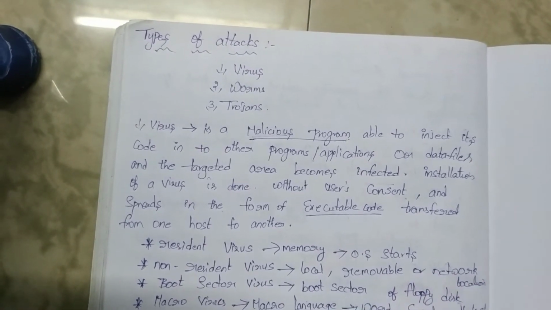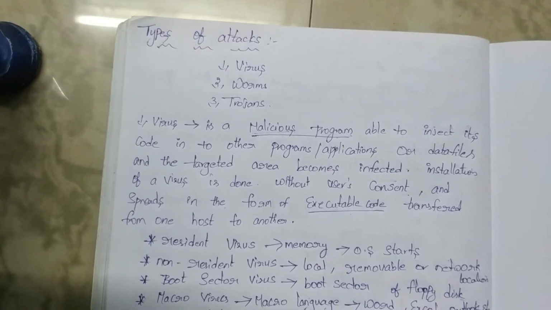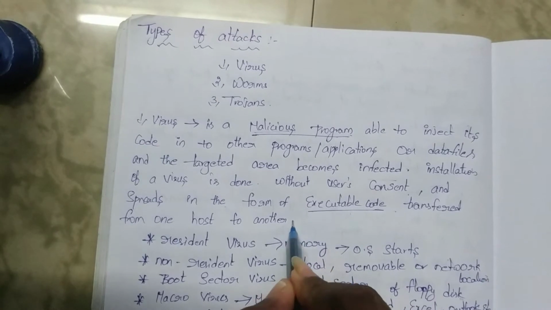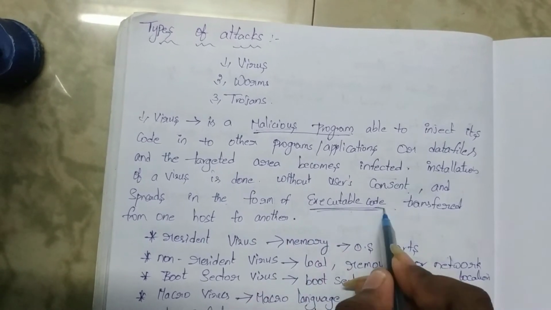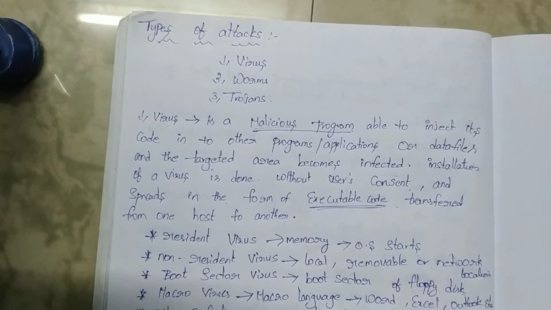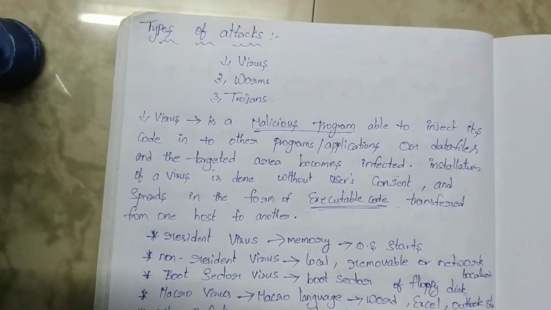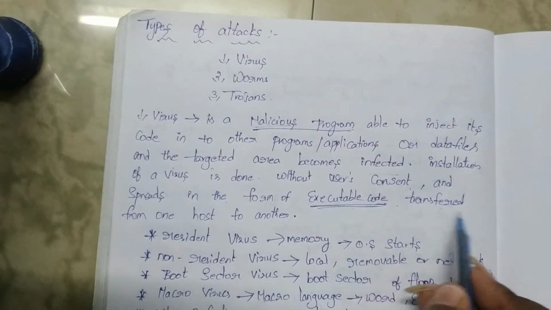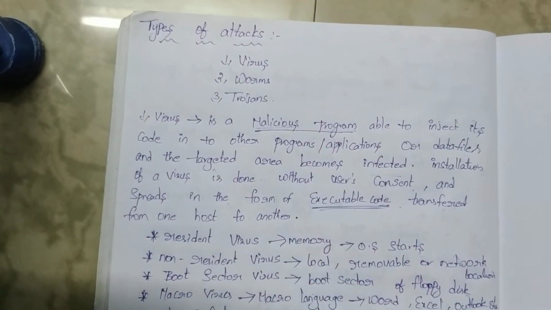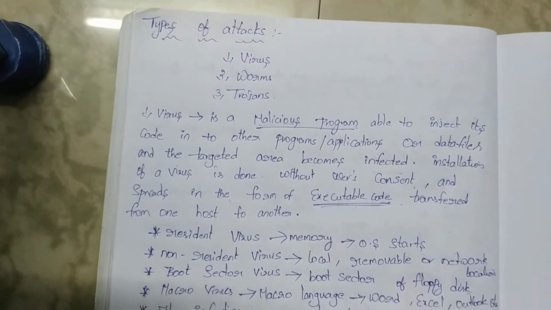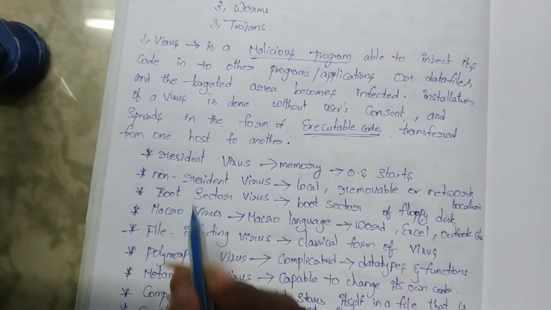Consent means the user's permission or the user's wish. A virus spreads in the form of executable code transferred from one host to another host. You need to remember this word, executable. It spreads from one file to another file or one host to another host in the form of executable code. There are a number of types of virus. The first one is resident virus.